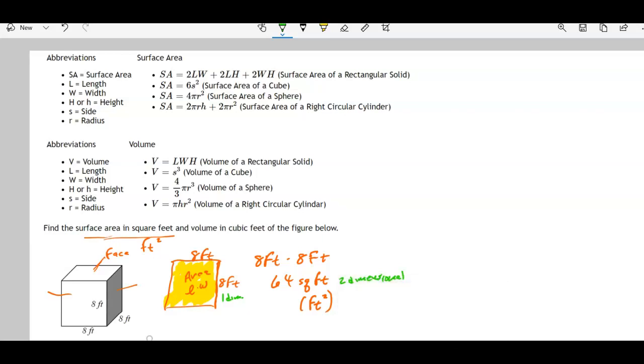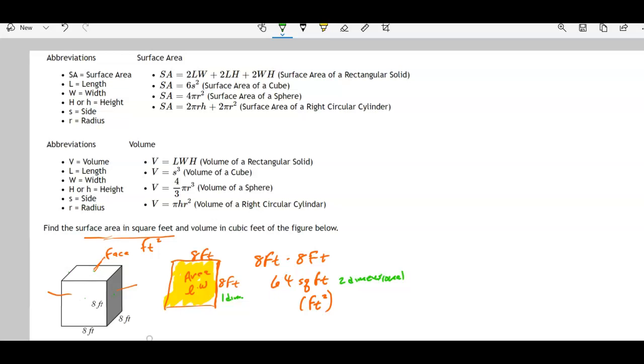Now that, of course, is only one of the surface faces, and there are 6 of them. The front, the top, and the right side. There's the left side, the back, and the bottom. So there's 6 faces, and since they all have the same edge measurements, it's 6 of those times 64.